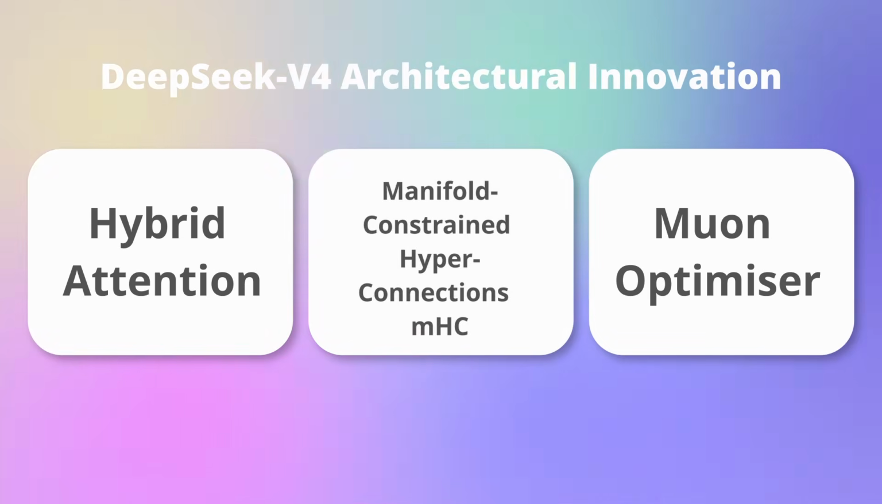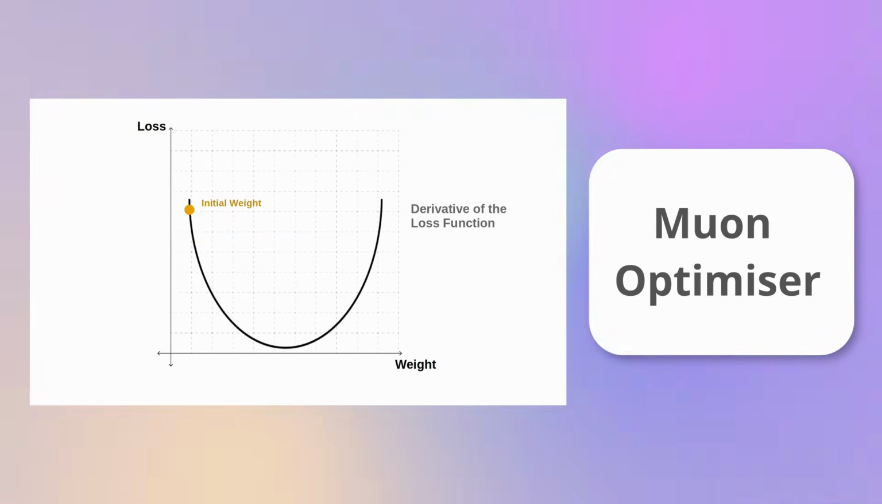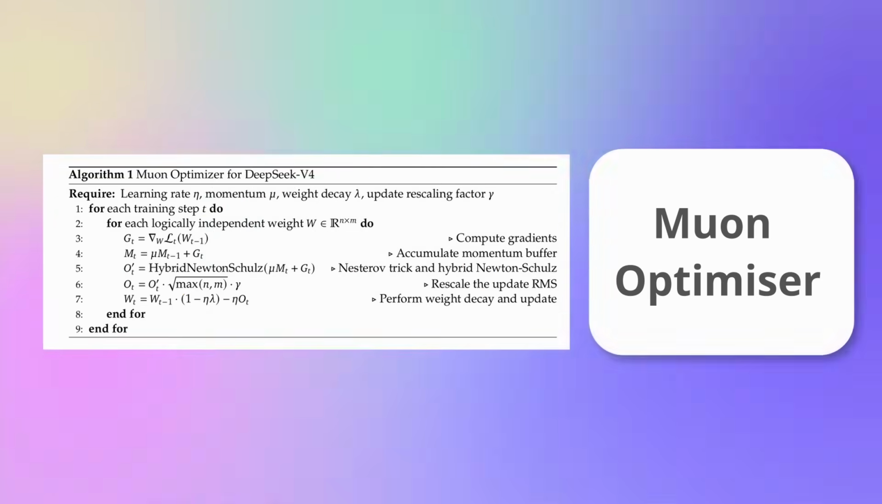Finally, let's talk about the brain's tuning system, the Muon Optimizer. Optimizers are algorithms that adjust the model's internal knobs during training. Muon allows the model to learn faster and more stably, reaching a good level of performance in fewer training steps.